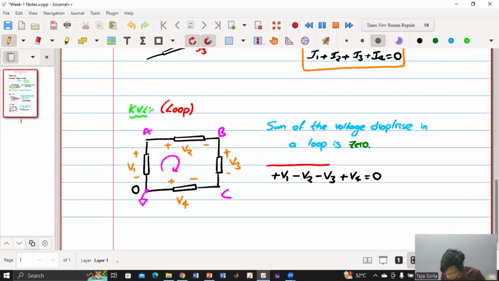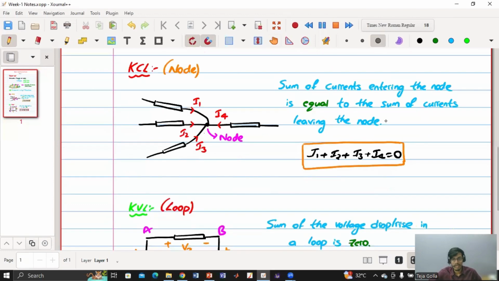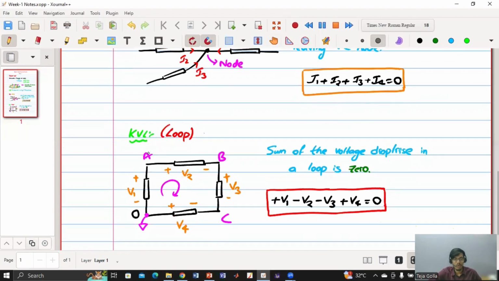So is it clear until this point? KCL and KVL, or do you have any doubts? So KCL is applied for a node and KVL is applied in a loop. KCL says the sum of the current entering the node is equal to the sum of the current leaving the node, and KVL says the sum of the voltage drops or rises in a loop is 0.